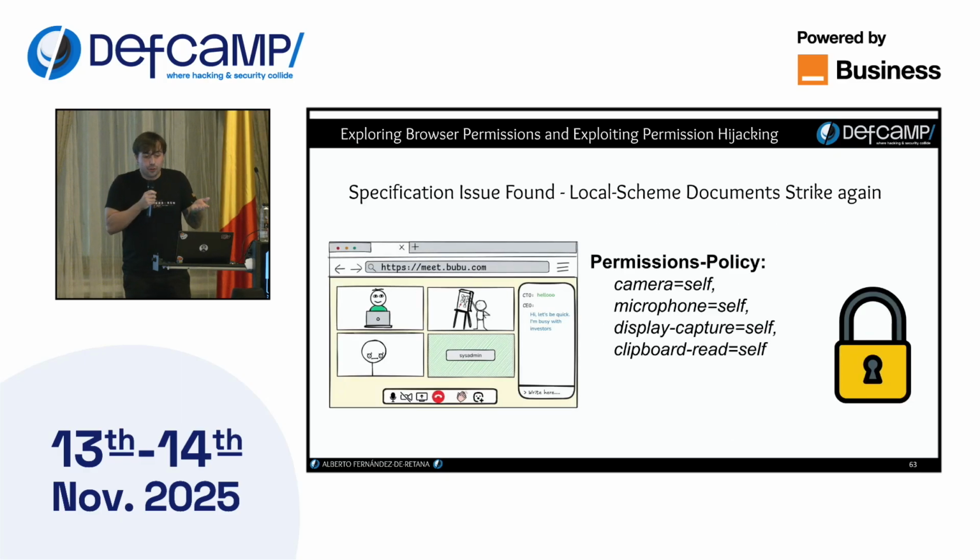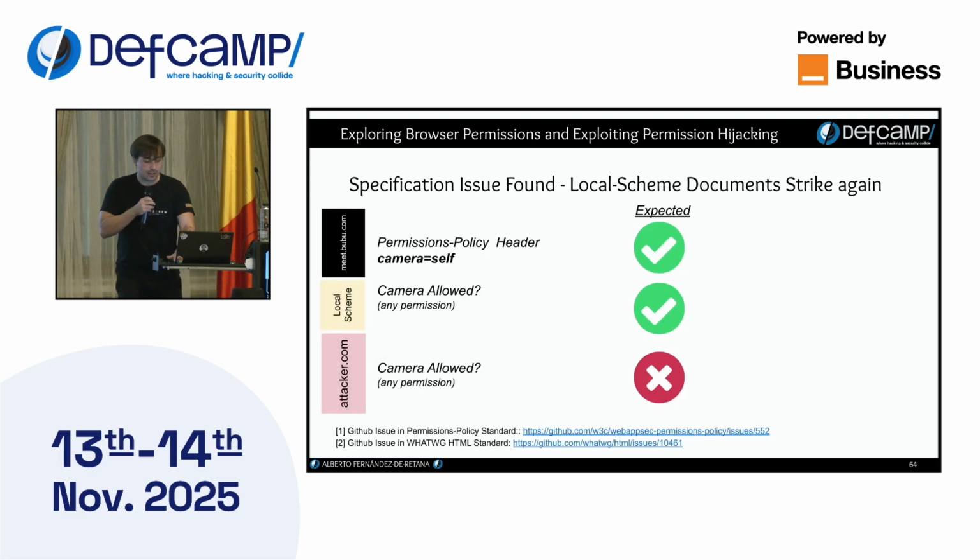So the solution for this might be just to declare the permissions policy, declaring everything to self, like camera to self, and this will allow only the top level document to access the permission, and if CSP is mostly correct, we should be fine. This is not really true. There is a way for bypassing this.